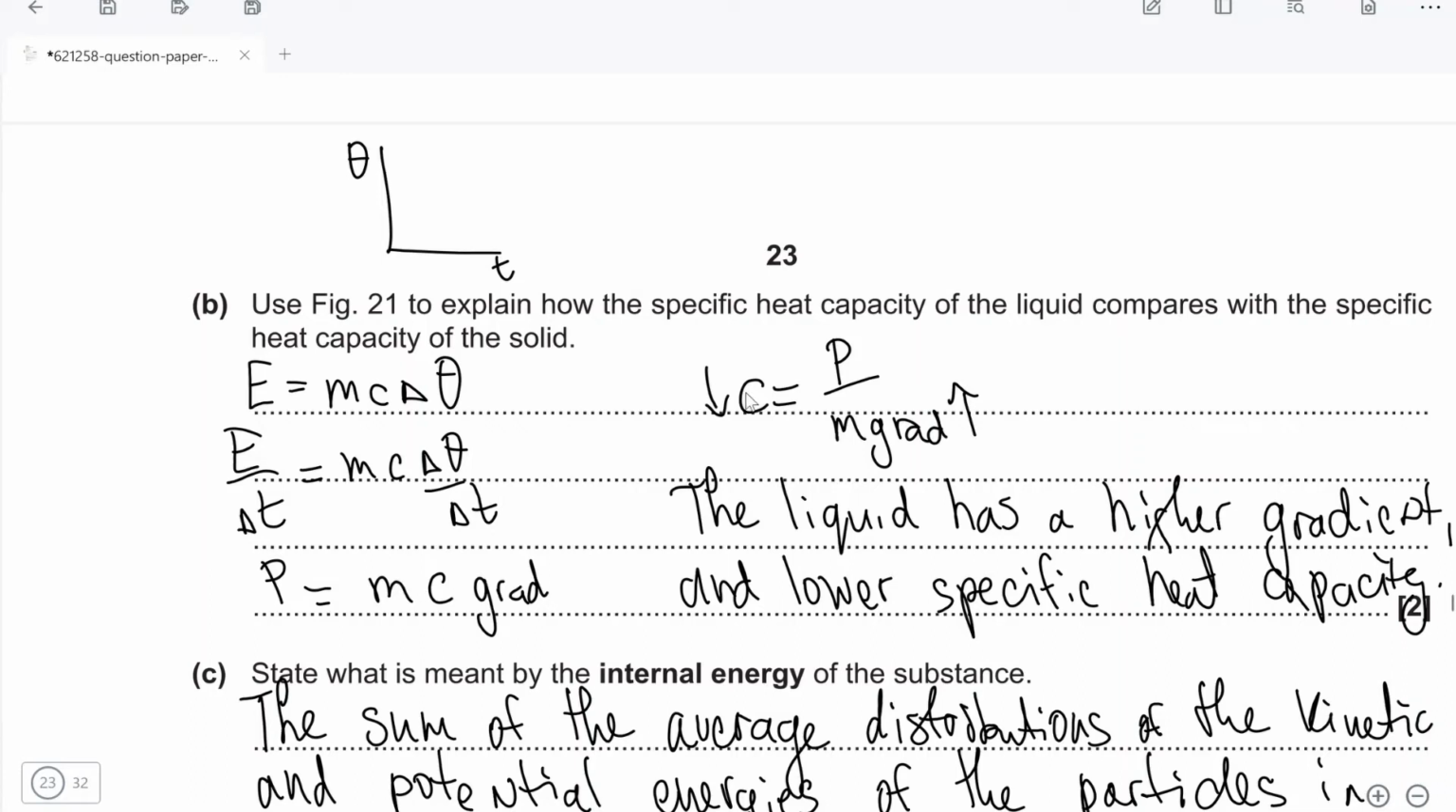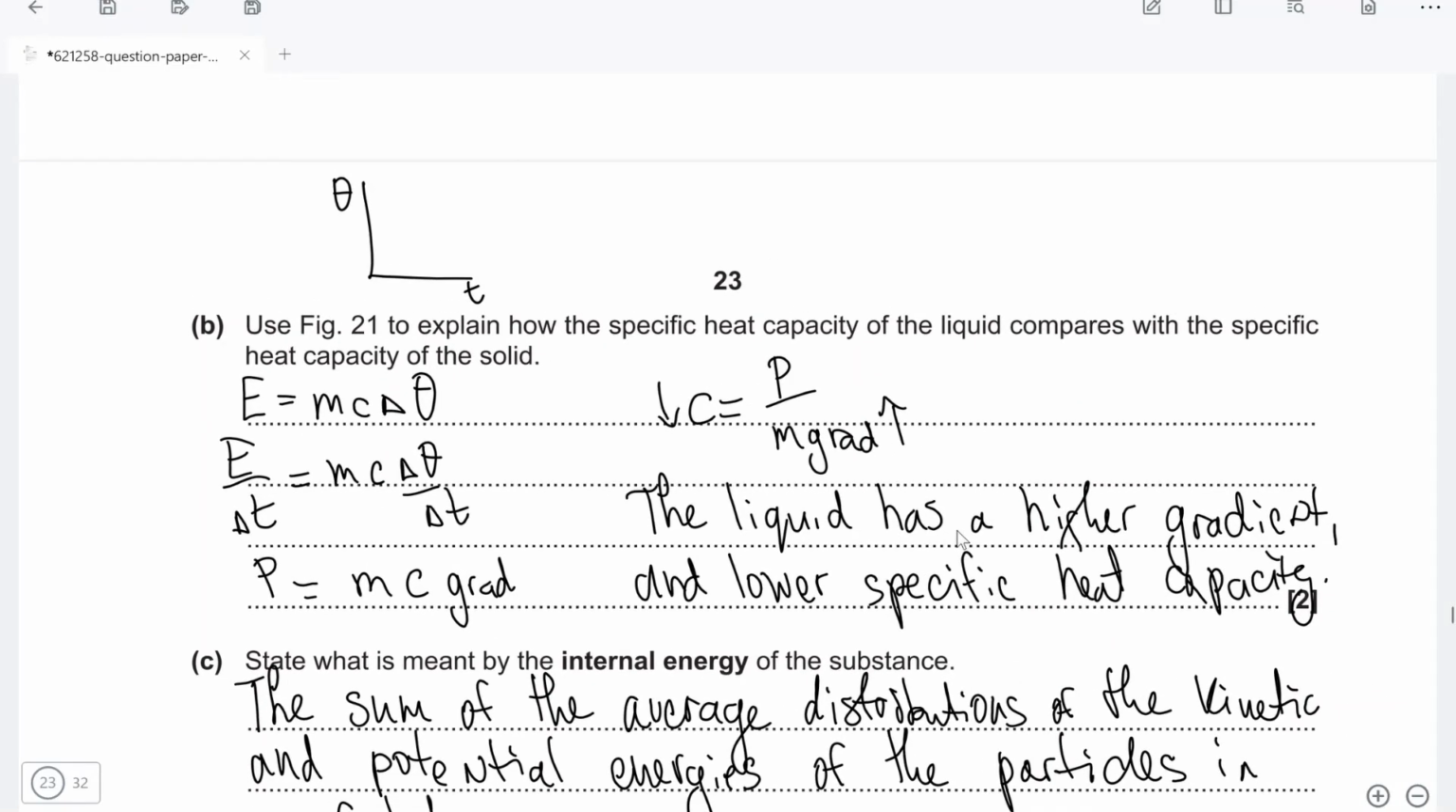Rearranging for the specific heat capacity, we get that c is going to equal P divided by m times the gradient. Now, if the gradient is higher, if it's steeper, as it is the case for the liquid, then the specific heat capacity is going to be lower. Therefore, the liquid has a greater gradient in that region, and therefore a lower specific heat capacity.